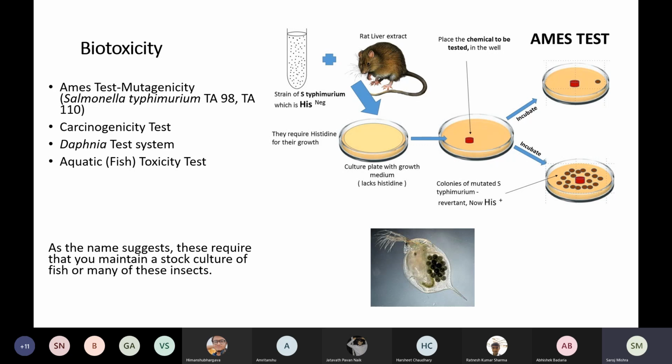The eukaryotic mammalian cells are very, very well defined. So if you see that the number of cells you get in 24 hours is much more than what is expected, then you can conclude that that particular contaminant is a cancer causing agent.